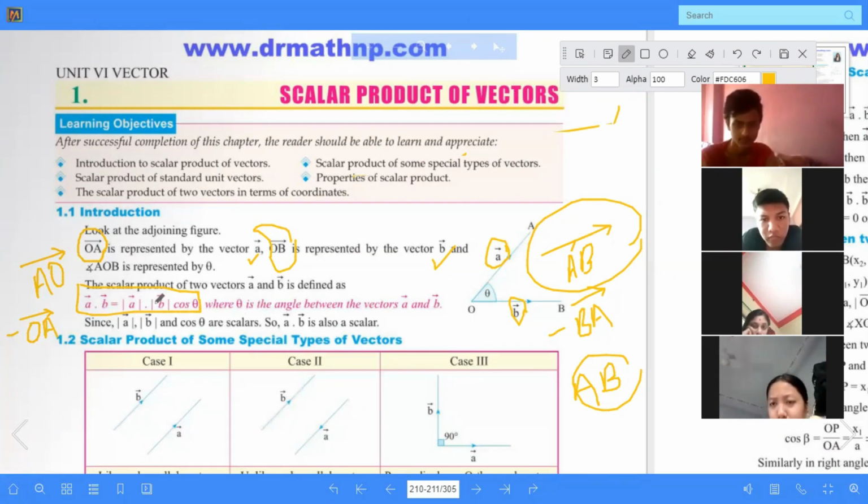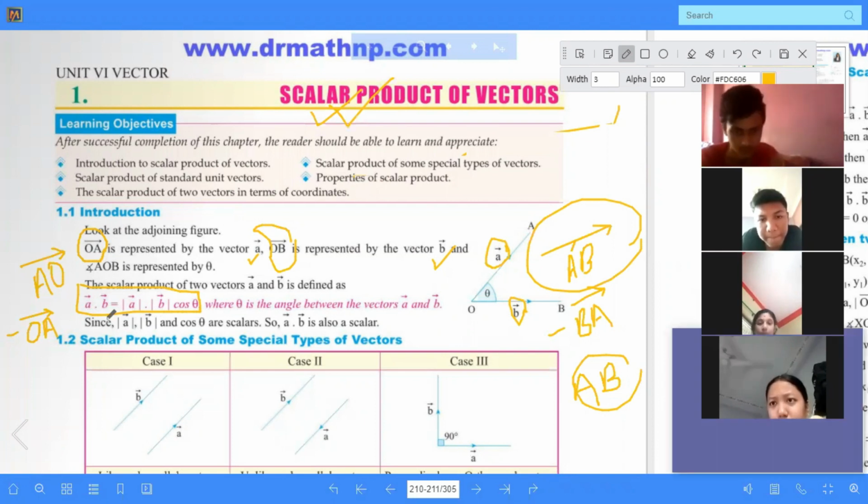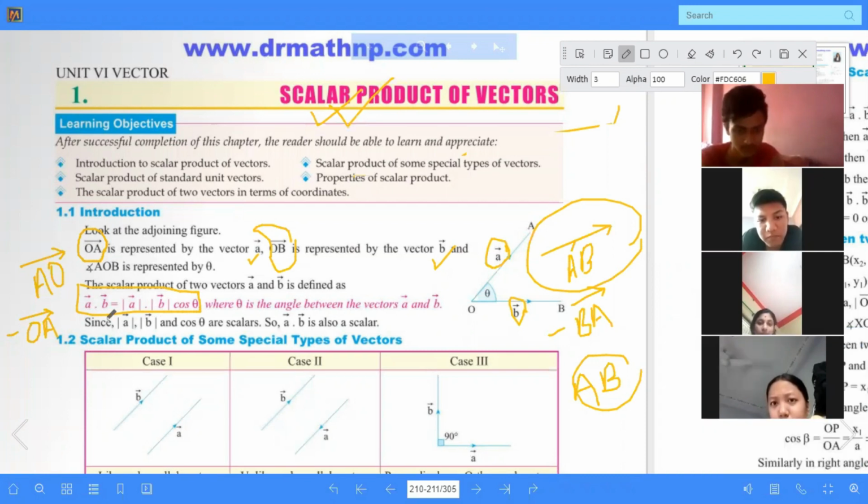Now I will tell you one thing: why is this called scalar product? Why is this called scalar product? Because this formula yields a numerical value that is scalar. Means you will get a constant value as soon as you solve this A vector dot B vector. Means when you solve this scalar product, you will find a numerical value like 4, 5, 6, 7, 8, 9, 10 like that. That indicates a scalar value, a numerical value with just magnitude, so it is called scalar product.